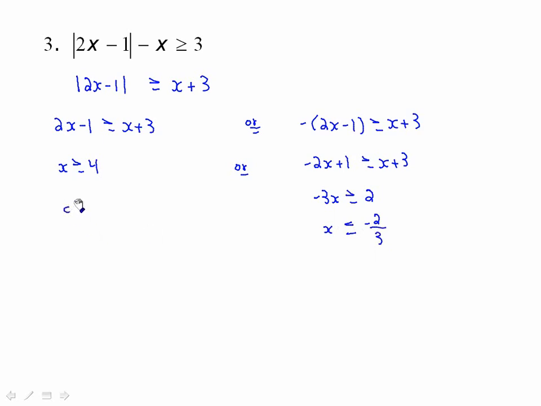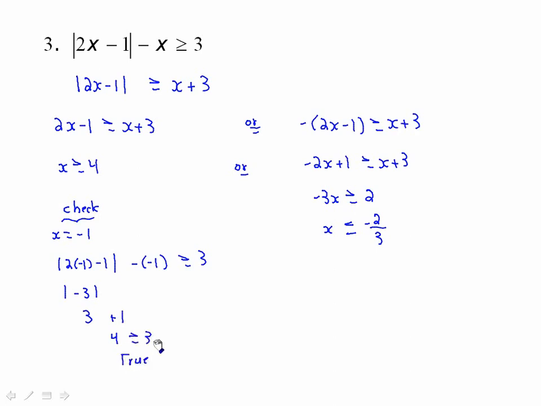And once again, we check. Now, a number that is within the solution set is -1, which is less than -2/3. So this one should work. So 2 times -1 minus 1, minus -1, is supposed to be greater than or equal to 3. So this is -2 minus 1 is -3, which is +3, and then plus 1. So 4 is greater than or equal to 3. True. So it worked. It should have worked.